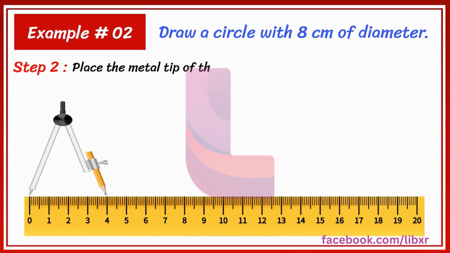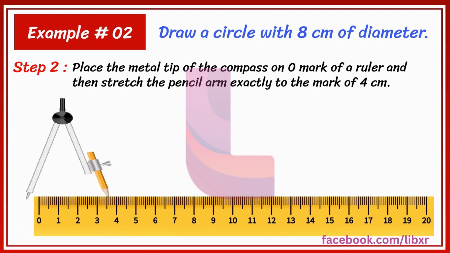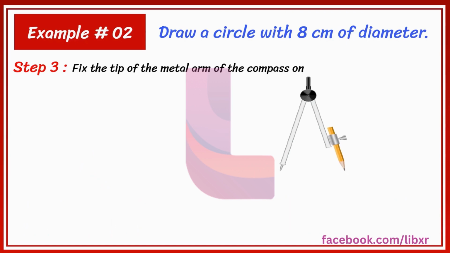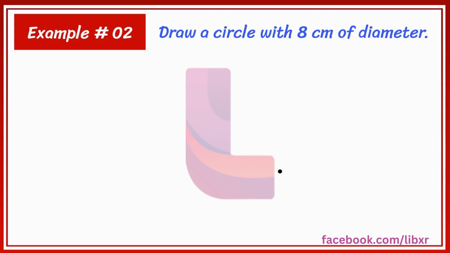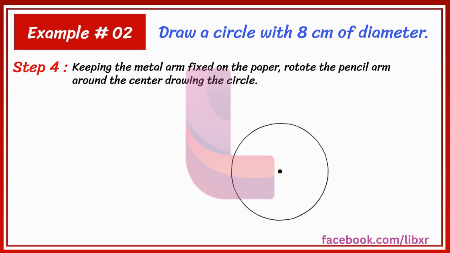Place the metal tip of the compass on the 0 mark of a ruler and then stretch the pencil arm exactly to the mark of 4 cm. Step 3. Fix the tip of the metal arm of the compass on the paper where you want the center of the circle to be. Step 4. Keeping the metal arm fixed on the paper, rotate the pencil arm around the center, drawing the circle. Your circle of 8 cm diameter is ready.